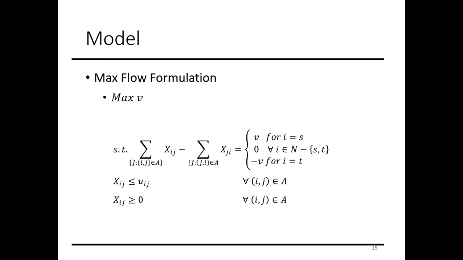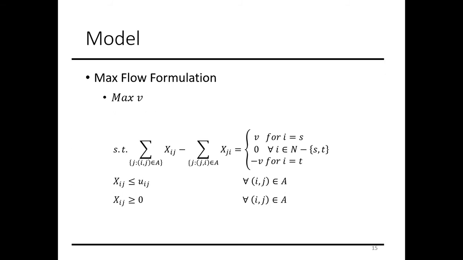So our formulation to solve the max flow problem: we're maximizing v. So we're pushing as much flow into the network to see how much can actually come out of it, and we're going to push as much as possible. Our first constraint is the sum of x_ij, the amount of flow coming out of node i, minus the sum of x_ji, the amount of flow going into node i. So this is our flow balance constraint.